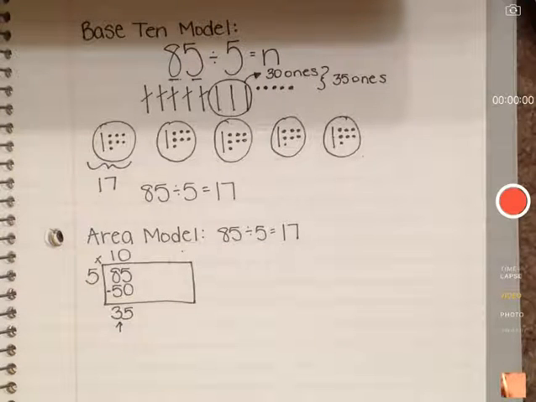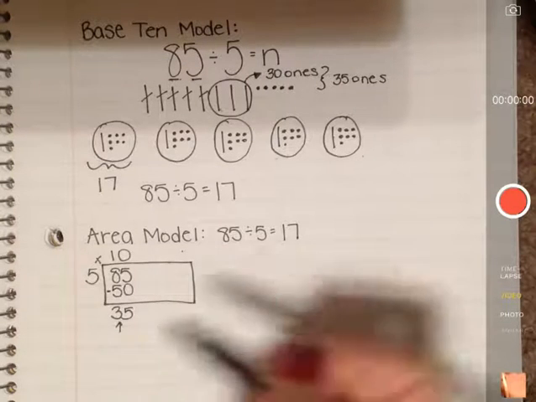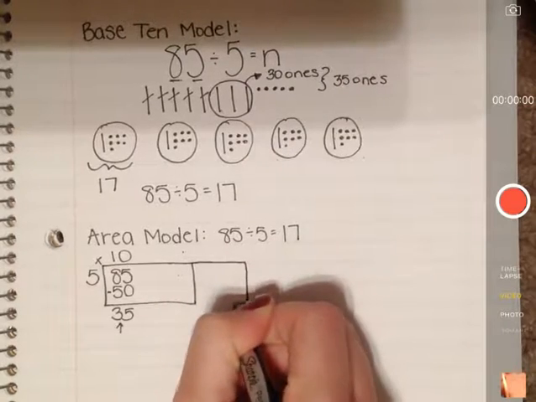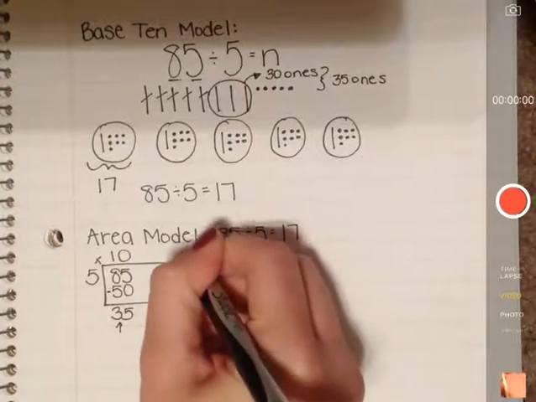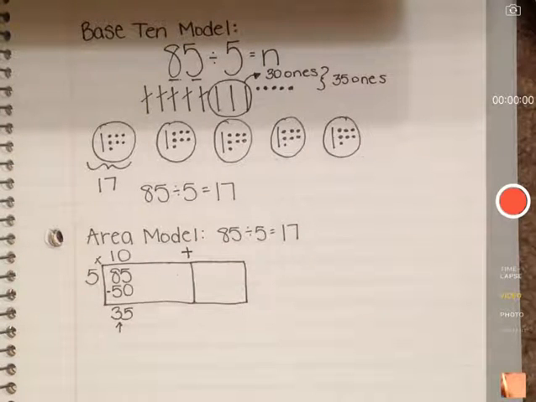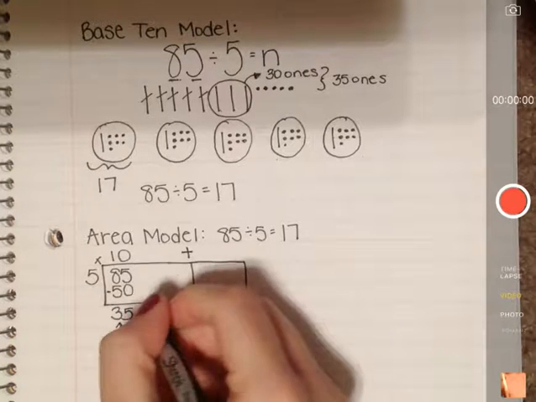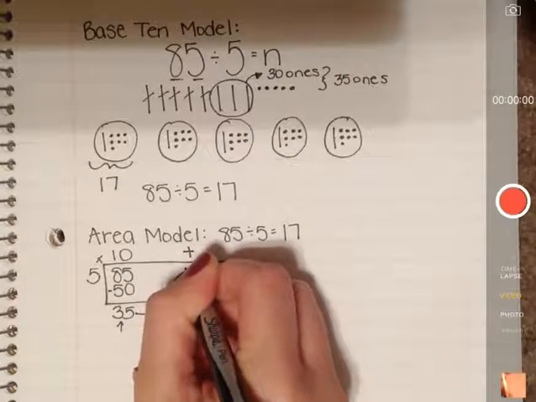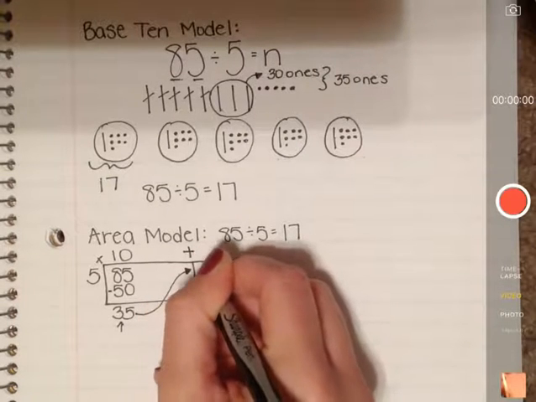So I'm going to go ahead and add on to my rectangle. Add on another box. When you add on another box, you need to have an addition sign where your boxes are conjoined. All right, I'm going to take those 35 pieces that were left over and move them to the top of my next box.